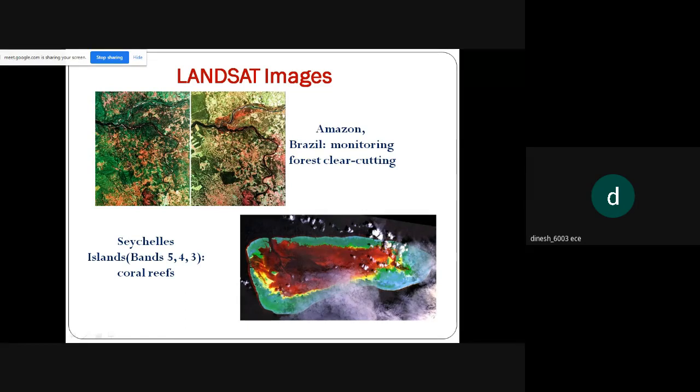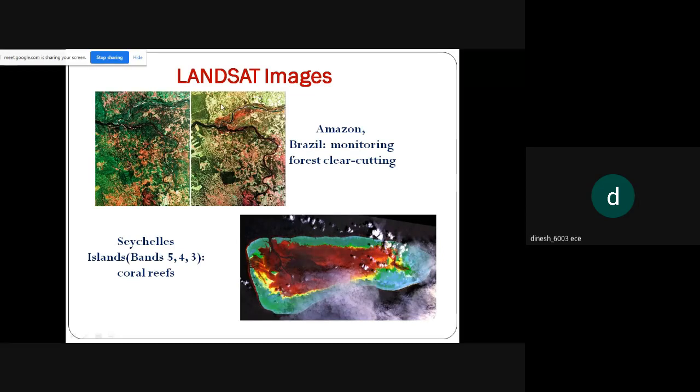Sorry, 3, 4, 5. The spectral bands of 3, 4, 5 were used in the Landsat images, and they gave a resolution like this. So the white represents your mountains or peaks, the red represents the desert regions of the Seychelles Island.